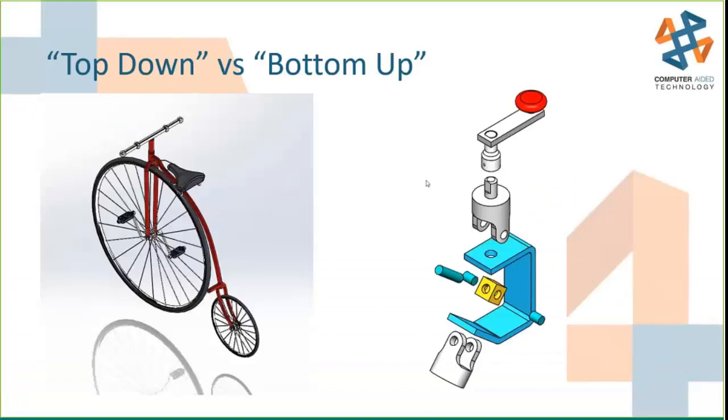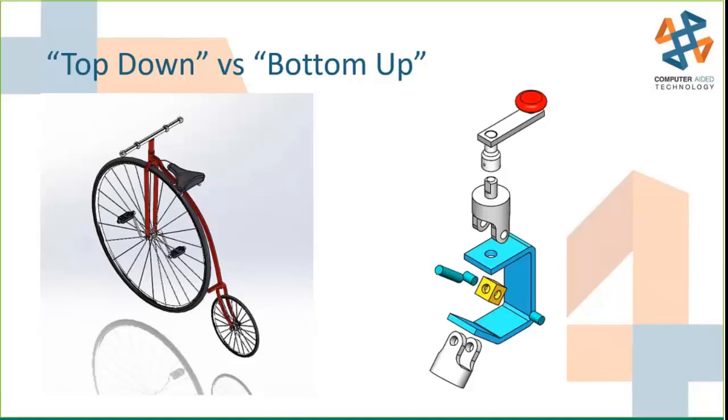So basically, I'd like to talk to you about the difference between top-down versus bottom-up assembly modeling. The picture here on the left is an old style bicycle, used to be called a penny farthing because of the difference in the size of the wheels. And I'm going to be demonstrating how to take that bicycle and build it from the top down.